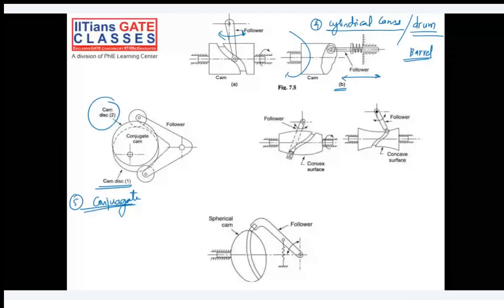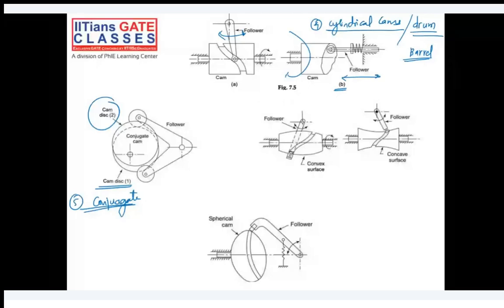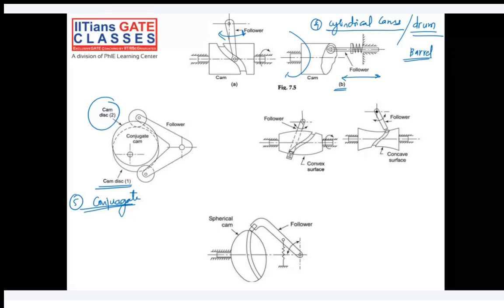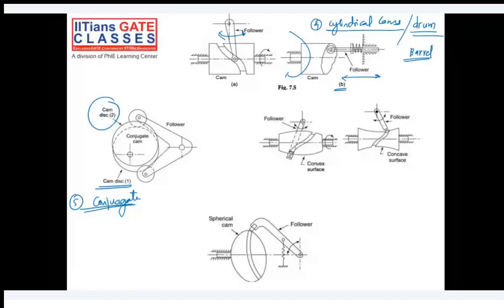The good advantage of this conjugate cam is that it will have lower wear, as we have a roller follower. The follower is in the form of a roller. We have low wear, low noise, and better control of the follower at high speed. So these are some advantages of this mechanism. You can write here: low wear, low noise, and better control of follower. Whenever it's required, we can go for the conjugate cam. Next one is a globoidal.